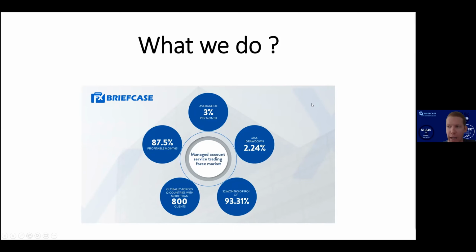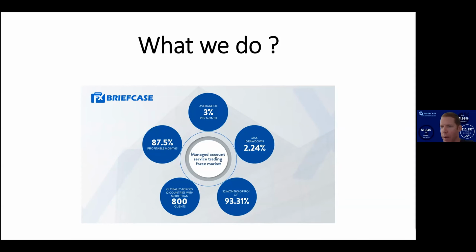So it's a managed account service specializing in Forex trading. The max drawdown, which is the worst losing month, was 2.24%. That's something to really focus on, because no one really thinks about losing money, and that's the number one thing you've got to consider. And the focus with Forex Briefcase is gradual capital appreciation.